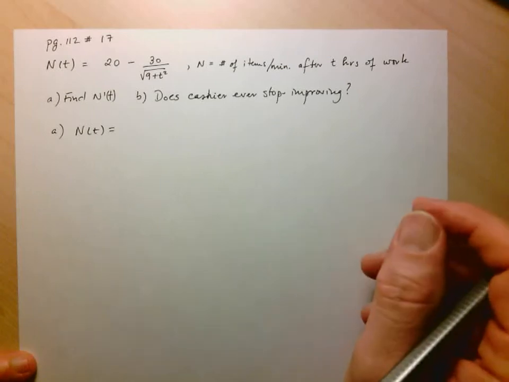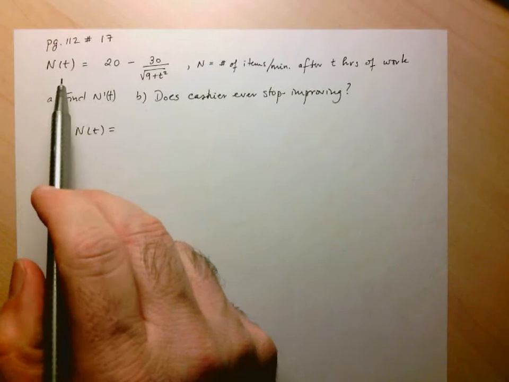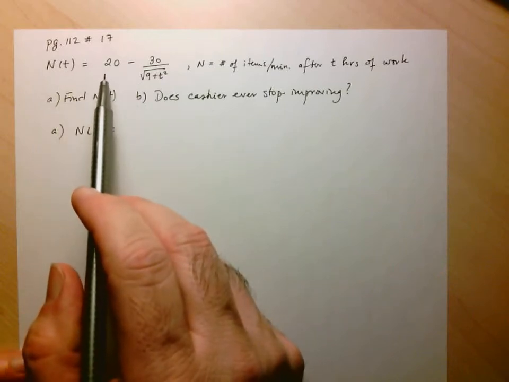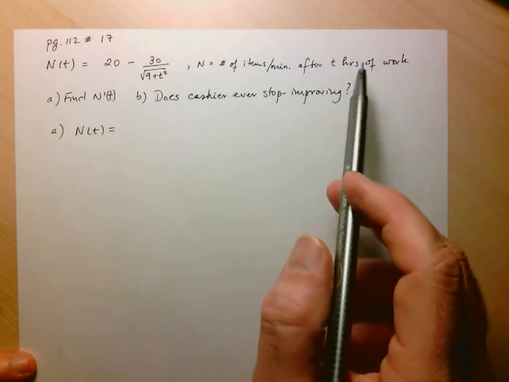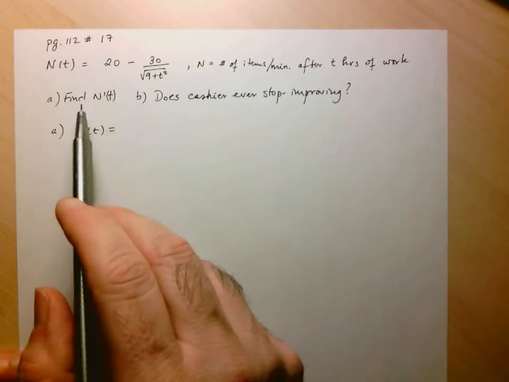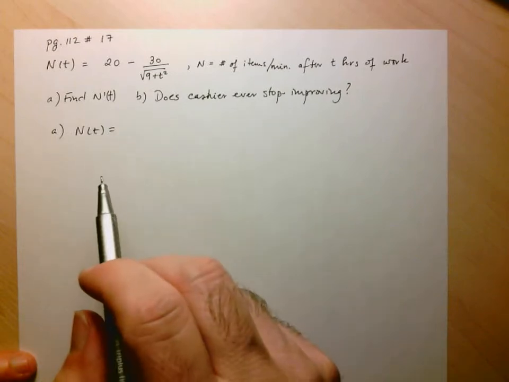Hi folks, we're going to take a look at the solution to number 17 on page 112. They give us this function here which represents the number of items that can be scanned per minute by a cashier after they've worked for t hours. The first thing they want us to do is to find the derivative of the function, and then in part B they ask us, does the cashier ever stop improving?